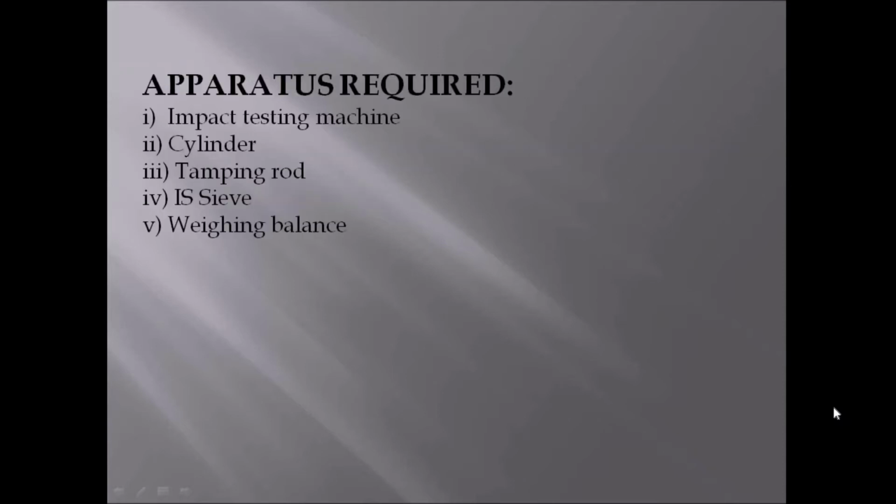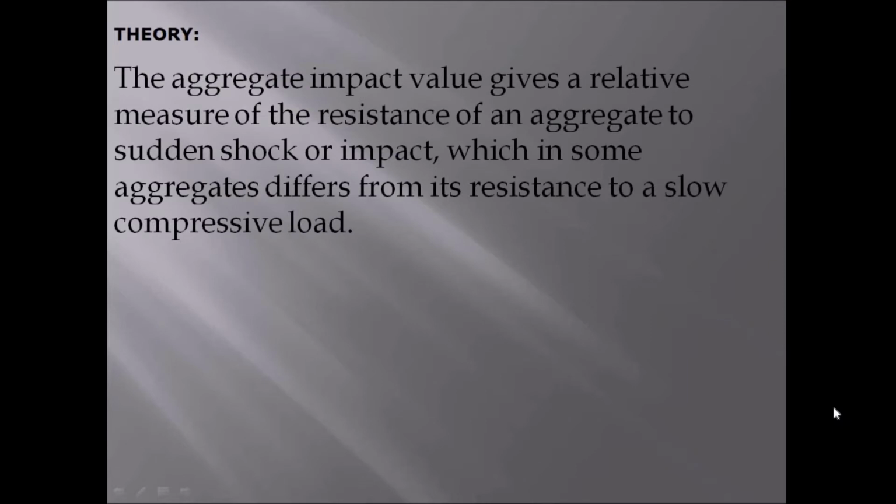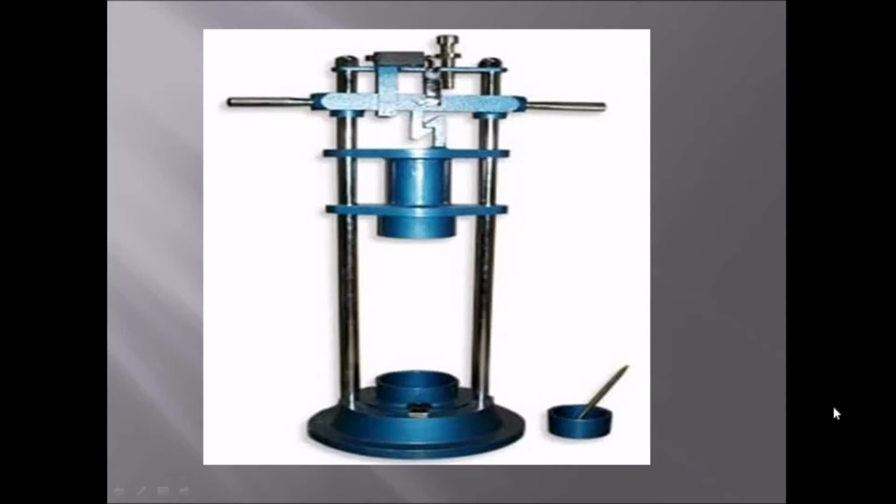The apparatus required for the test are impact testing machine, cylinder, tamping rod, IS sieves, and weighing balance. Theory: the aggregate impact value gives a relative measure of the resistance of an aggregate to sudden shock or impact, which in some aggregates differs from its resistance to a slow compressive load. Here you can see the aggregate impact testing machine. Here you can see a mold.